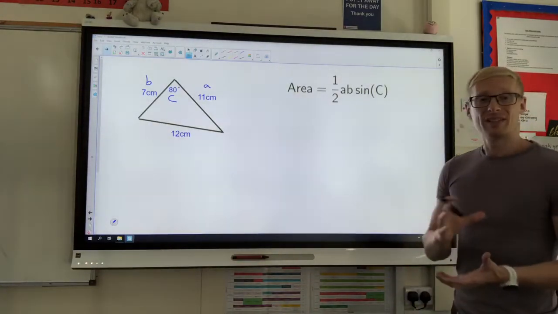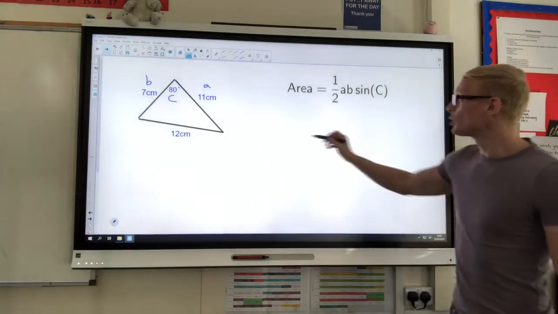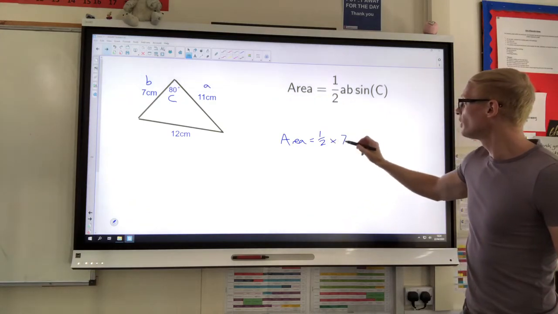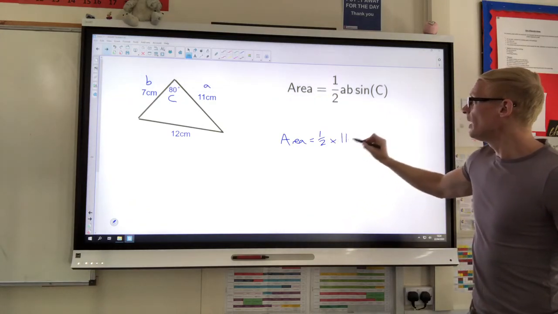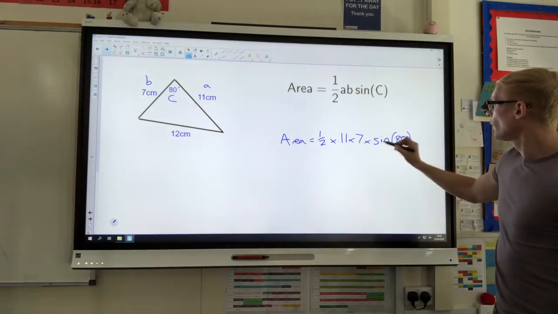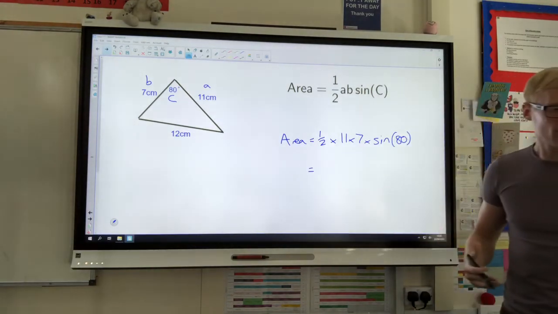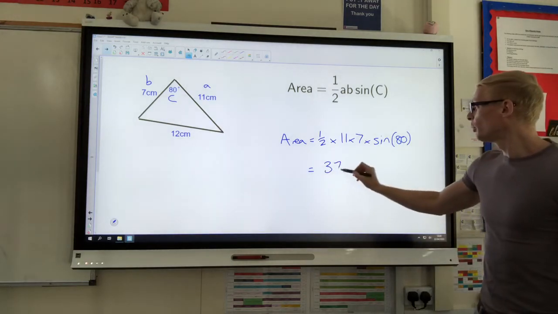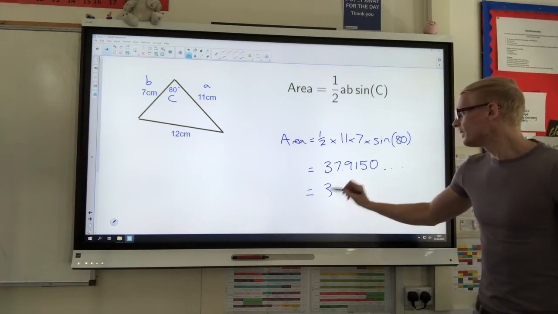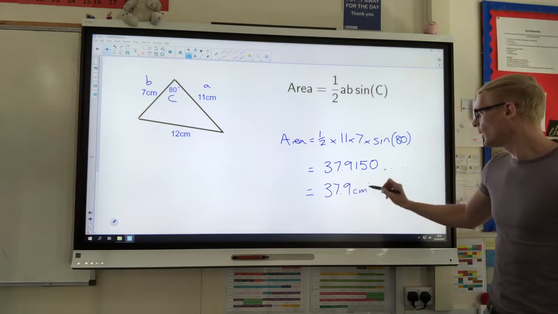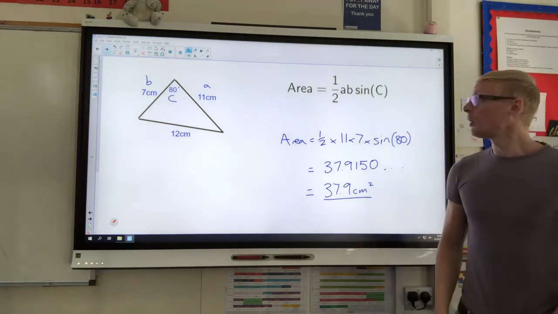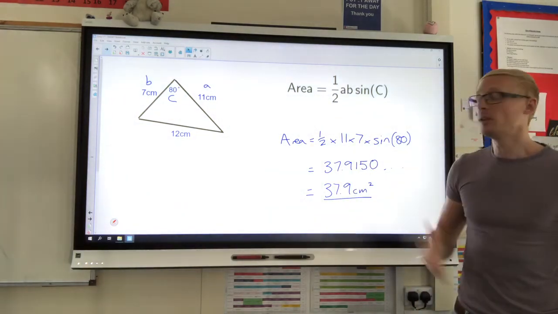Now from there, once you've identified that, absolutely fine, same as usual. So we're going area equals a half times 11 times 7 times sine 80. Again, type that into your calculator. You get 37.9150. Three significant figures, 37.9 centimetres squared. So you can copy down that example if you would like to. That's just an example where you've got more information than you need.